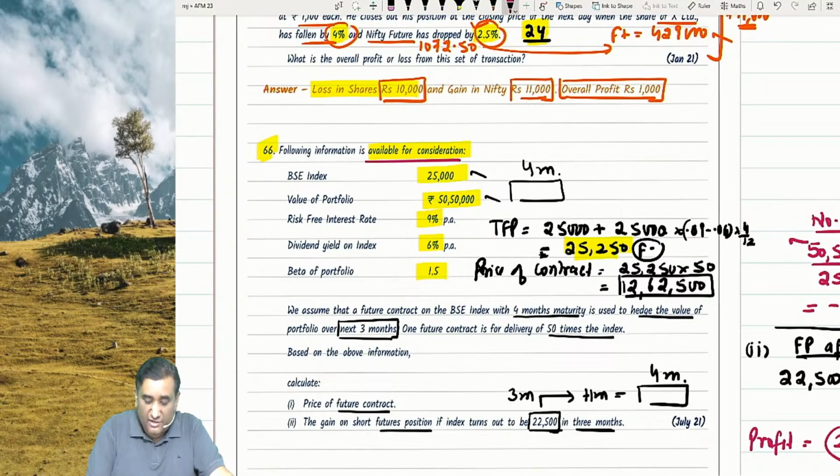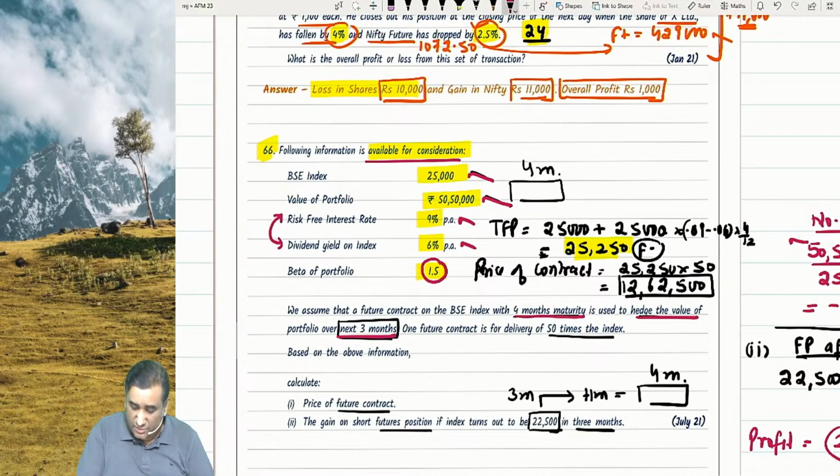Solving: that's a TFP formula plus beta management. Index is 25,000, value of the portfolio 50 lakh, risk free 9%. Now, since the percentages are given, they get cancelled out. Beta of the portfolio 1. We assume that a Nifty future for 3 months is used for the portfolio over the next 3 months. One future contract is 50 times the index. Calculate the price of the future contract.